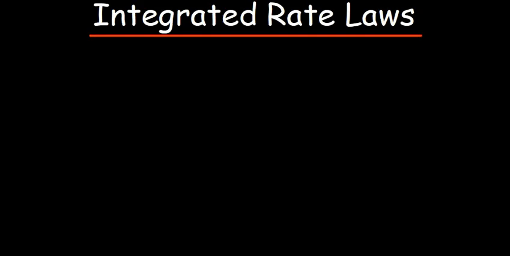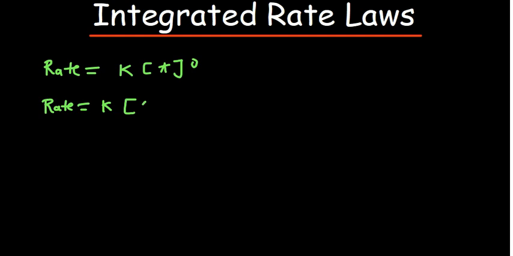Integrated rate laws. So far we've talked about the differential rate laws, and just a reminder of some of the rate laws that you need to have in mind: our rate being equal to k, and then we can have our rate being equal to k[A][B], or maybe I can just put [A] to the power 1, and then we can have [A]^1 [B]^1.